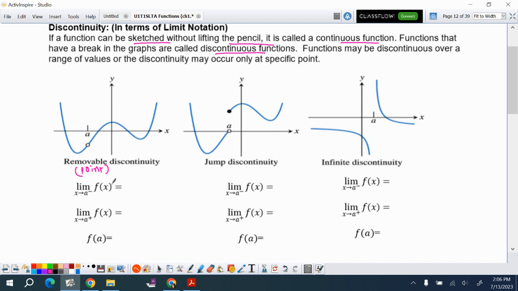Let's understand the limit statement: the limit as x approaches a from the left.